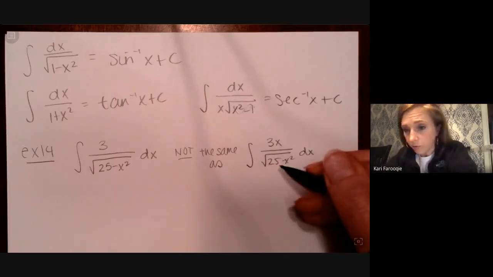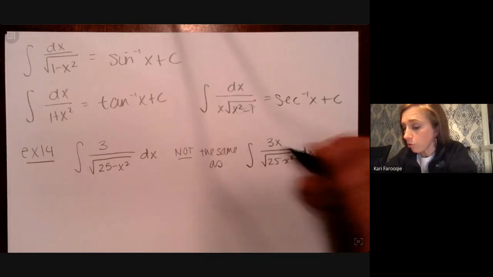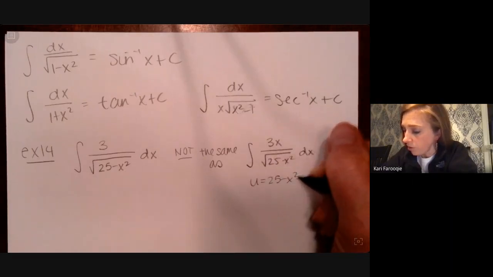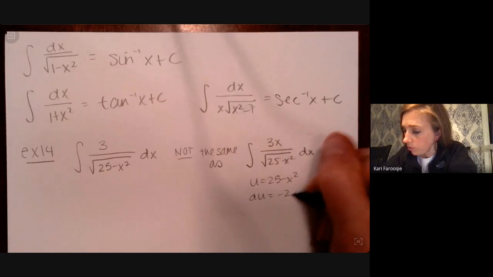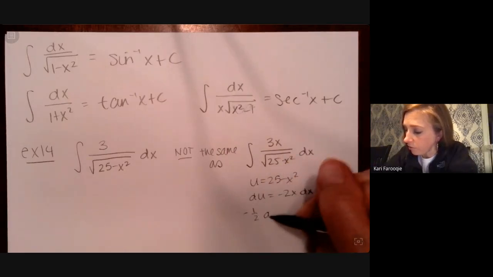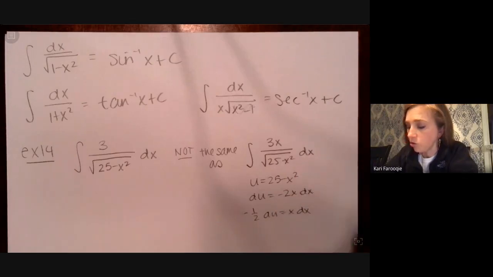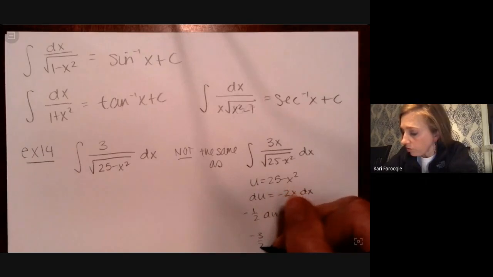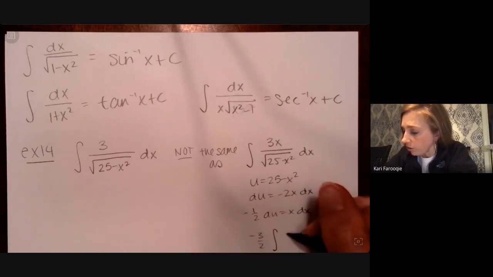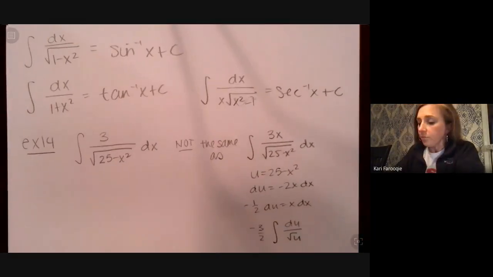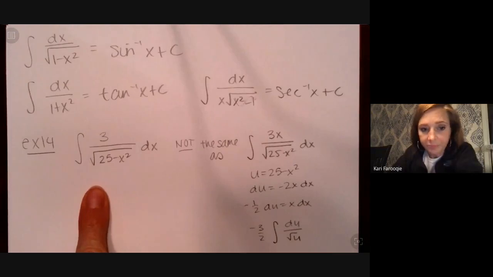So this function, if you were working on this integral, you would let u be 25 minus x squared, du is negative 2x dx, and then negative 1/2 du is x dx. And you would do a u substitution that way. So you would say negative 3/2 times the integral of du divided by the square root of u. Not the same thing as what you have here.